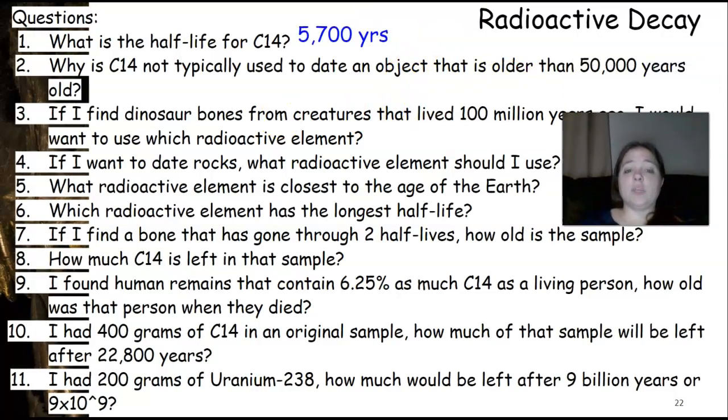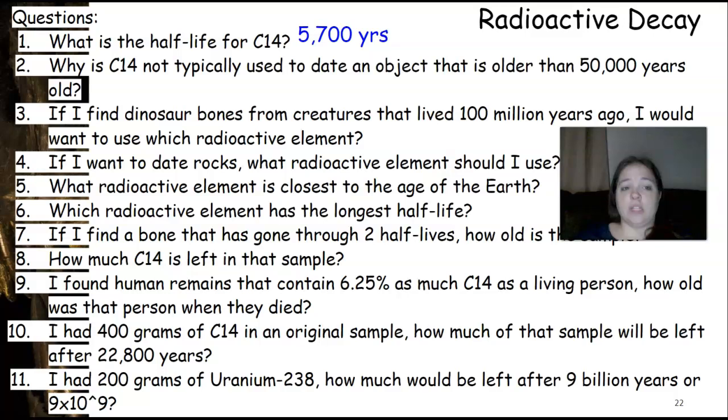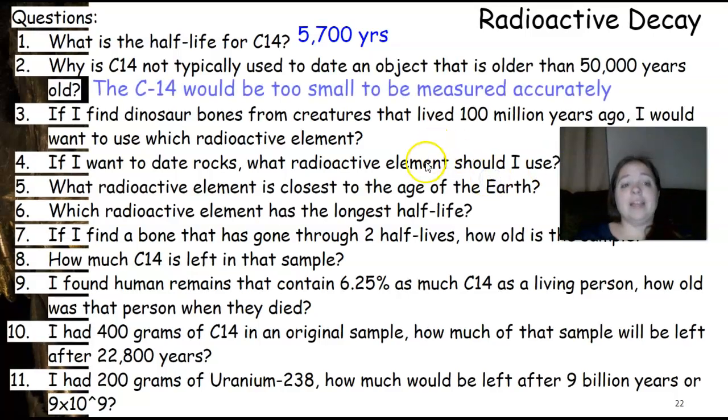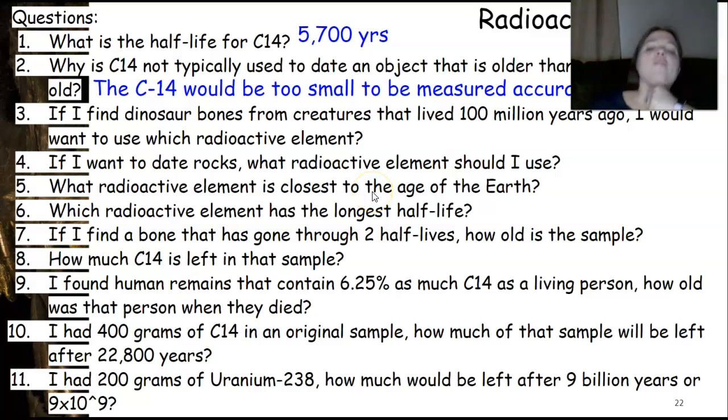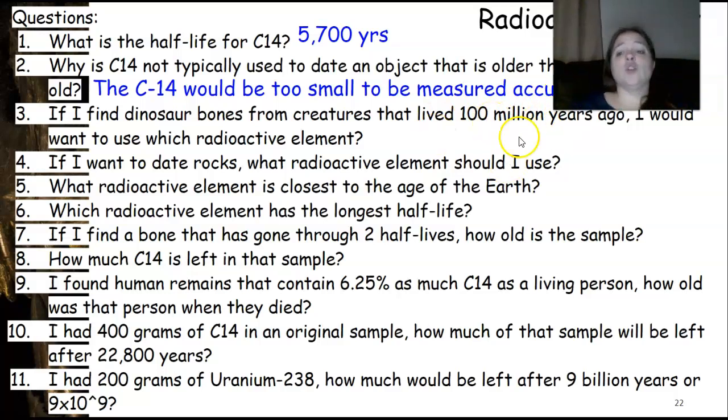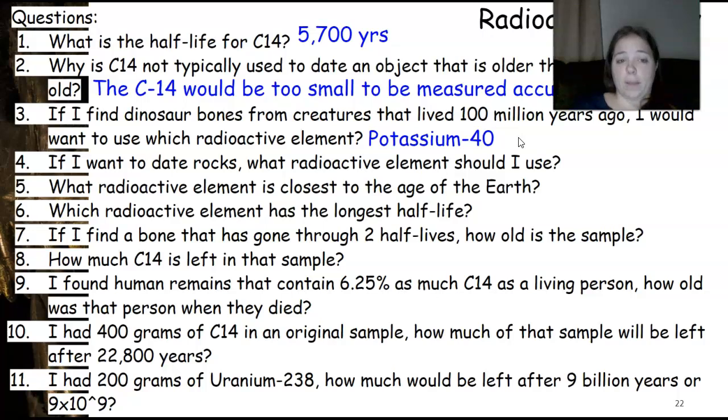Why is C14 typically not used to date something older than 50,000 years? Well, because it would be too small to measure accurately. Okay, what if I find dinosaur bones from creatures that lived 100 million years ago? I would want to use what radioactive element? That's older than 50,000, so you would want to use potassium-40.